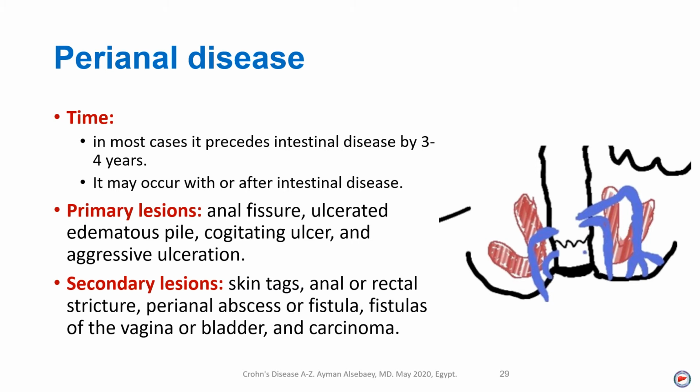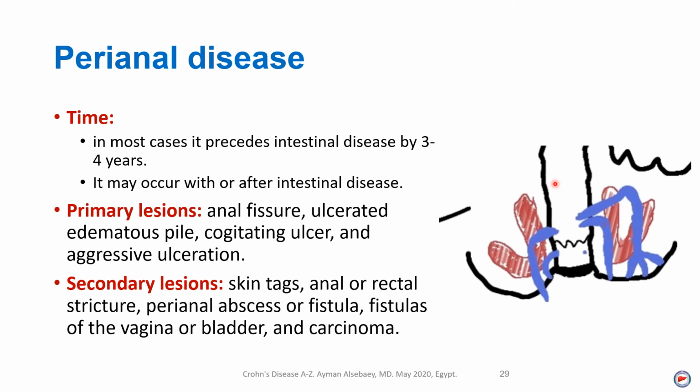We have said that perianal disease is present in 25% of the patients. What is the time of occurrence? It may occur at the same time as the intestinal disease, but they found that in most patients, the perianal disease or fistulae form first, and later on the intestinal manifestations are observed. This is a problem.